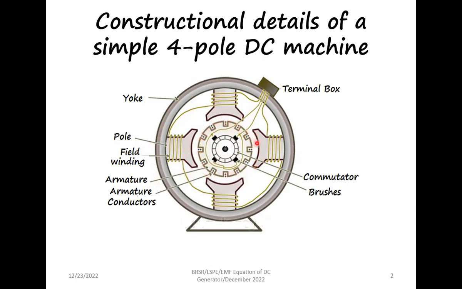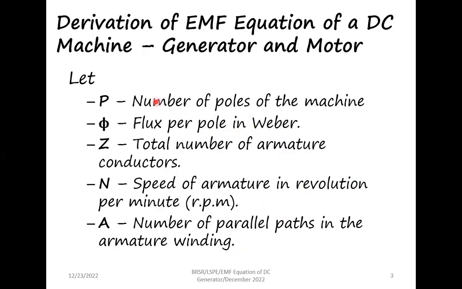For derivation of the EMF equation of the DC machine, we need to assume certain things like the number of poles. In this machine we have taken 4, and let us say P is the number of poles, the total number of conductors we are going to take as Z, and the flux under every pole is assumed to be phi. Phi is the flux under a single pole.